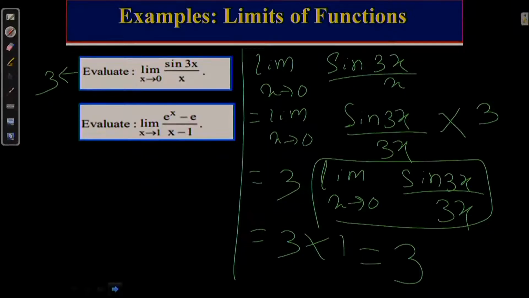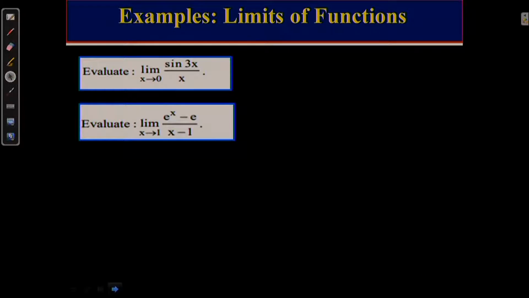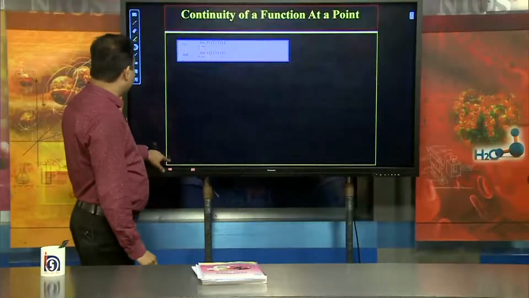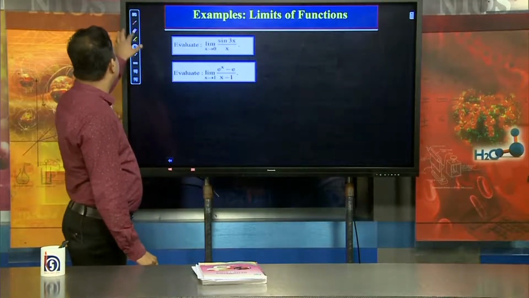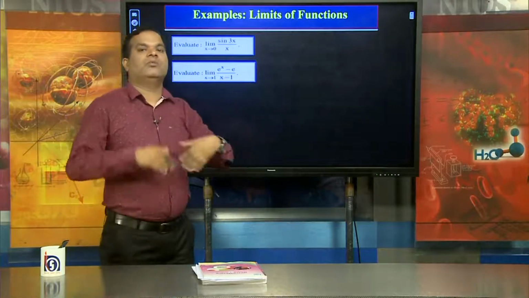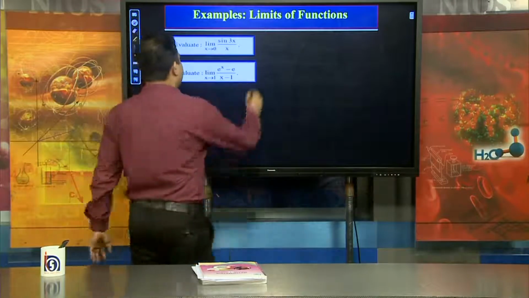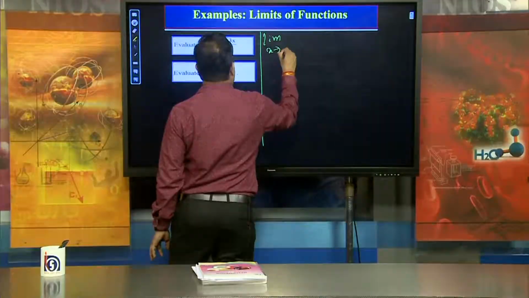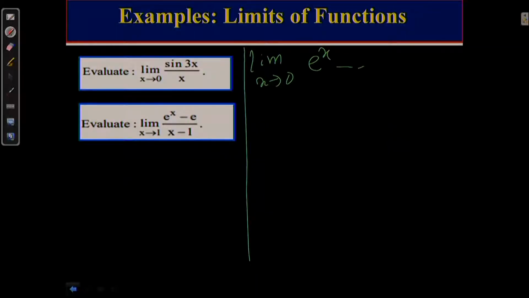Okay. Now by using the standard formula, the standard theorem, we are able to find this value. Now we move to problems related to the exponential function. When talking about the exponential function, remember, it is very important to understand the theorem based on it. So dear learners, the question is limit x tends to 1, e to the power x minus e divided by x minus 1.